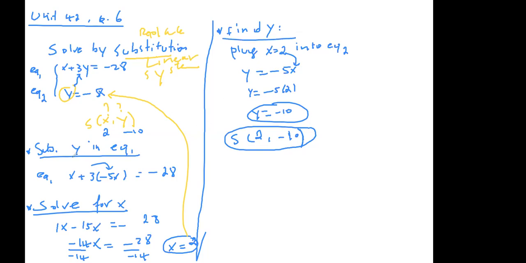Yes. So there are 3 steps. Look for the variable that's by itself and plug it into the other equation. Solve the resulting equation for the variable that's left. Then find the other one by plugging the value you just found into one of the equations. It doesn't matter which one you use, but look for the one that's easier and more convenient. And that's basically it. You get your solution.